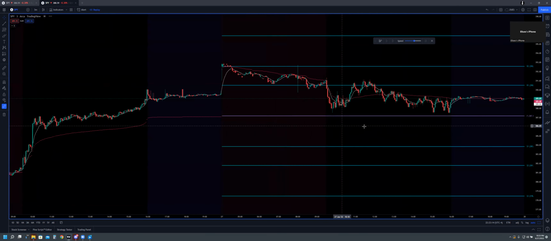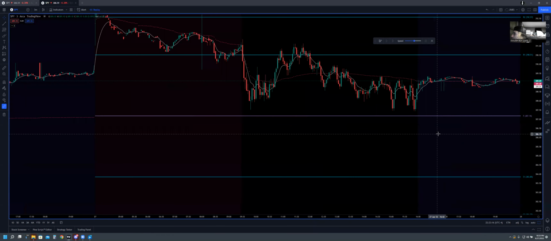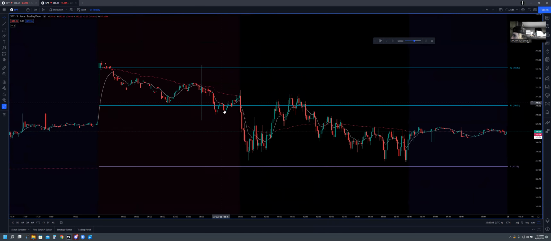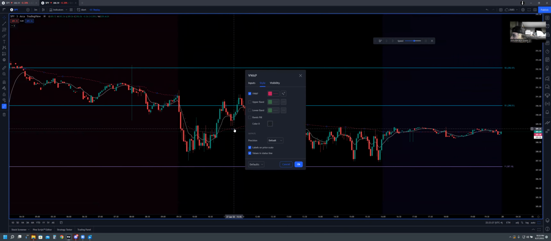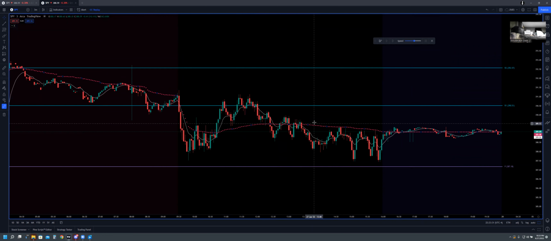All right, cool. So just to break this down, these two indicators: my white line is my 9 EMA, exponential moving average, and my pink dotted line is my VWAP. I make it a little thicker.